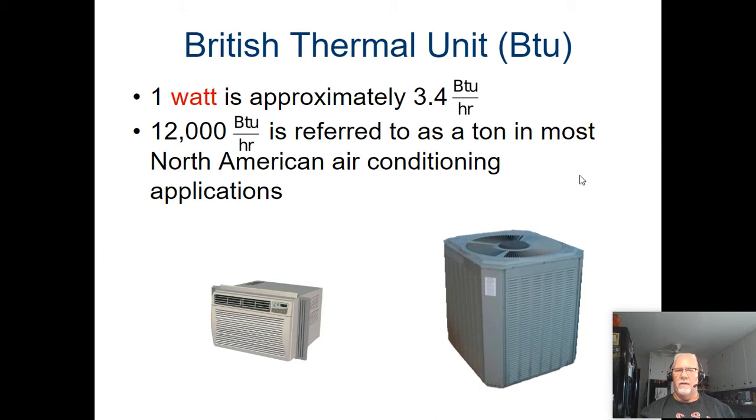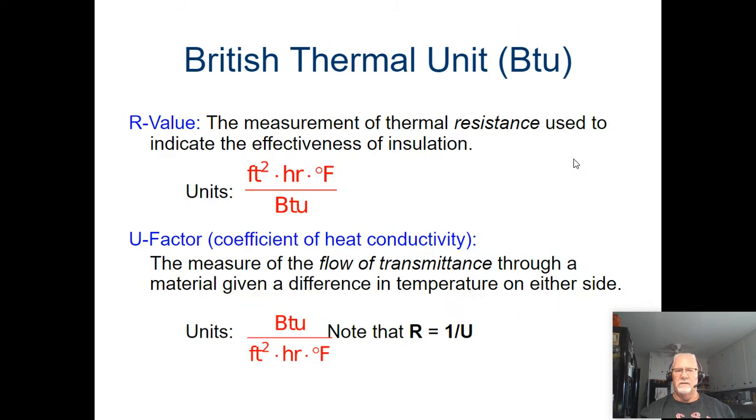If we're looking at the air conditioning side of things, 12,000 BTUs per hour is referred to as 1 ton in air conditioning applications. So a watt is what we consider for heating, and then 12,000 BTUs in a ton for our air conditioning. We'll rate our air conditioners by the ton. We rate our heaters by the watts. All right, so what does this look like?